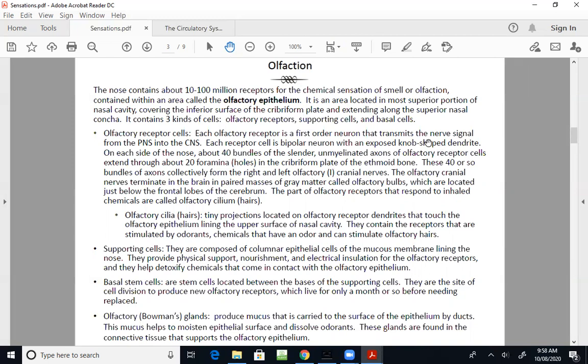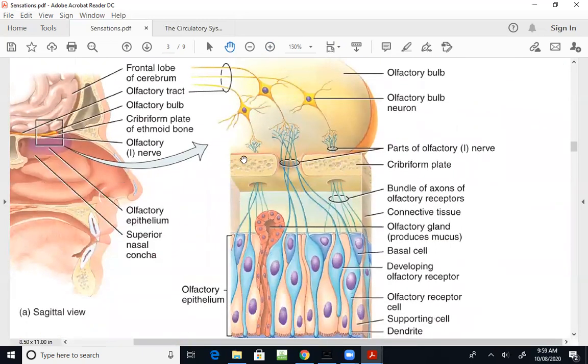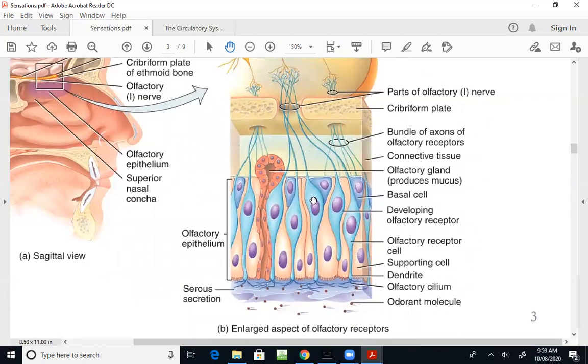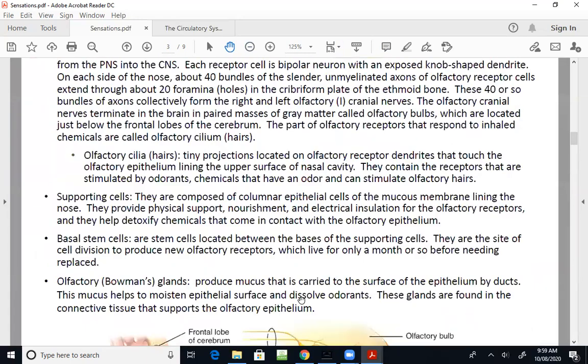Each of them has an exposed knob-shaped dendrite. On each side of our nose, about 40 bundles of those slender unmyelinated axons of olfactory receptor cells extend through about 20 foramina, or holes, in the cribriform plate of our ethmoid bone. So looking at the picture over here, we've zoomed in to show that there are these tiny little holes in that cribriform plate to allow the axons of those cells, the blue cells here in our picture. Here's the cell body in between the two extensions, which is why we call them a bipolar neuron. The axons project out of the nose up into a structure called the olfactory bulb.